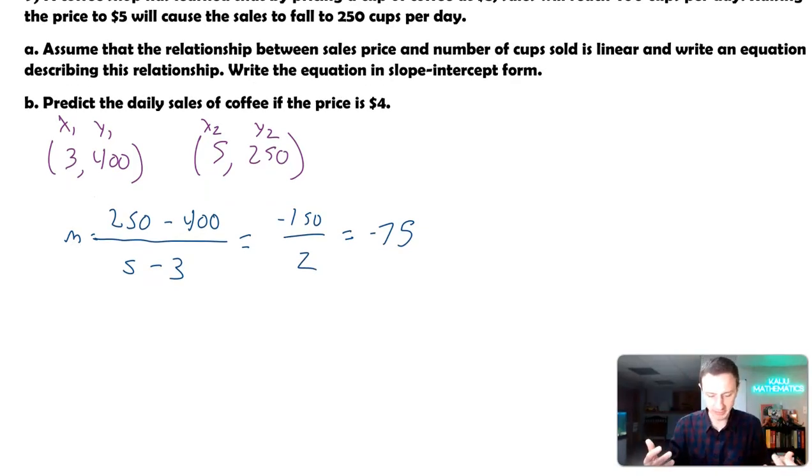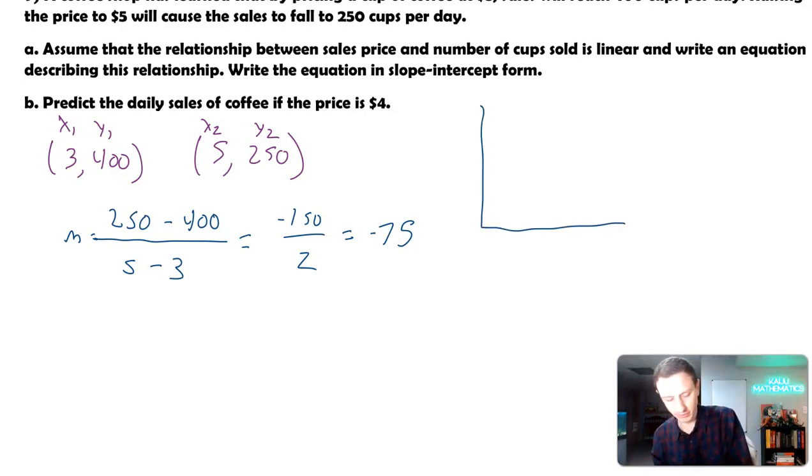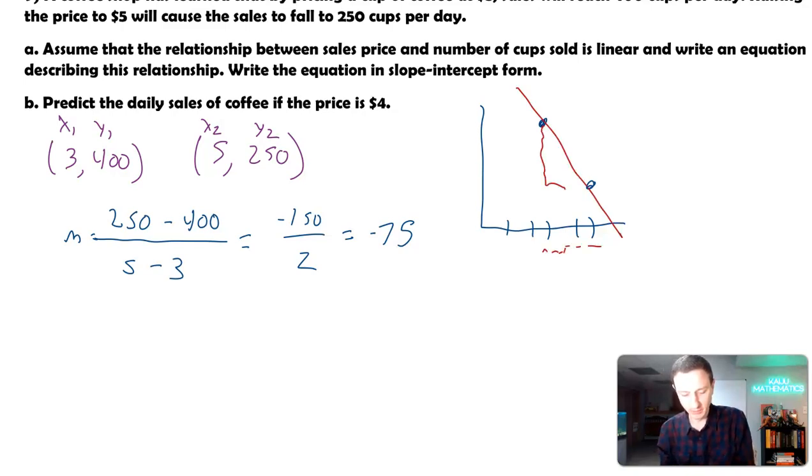Just think about what that means. Just think about if we were to graph this. Just a quick graph, we're in the first quadrant. So 3, 400, and then 5, 250. If you look at this line, look what's happening. It's going down. So as the number of dollars increases, what's happening to the sales? It's going down. So it's a negative slope. That makes sense. As that x value is increasing, as that price is increasing, the number of cups is going down.